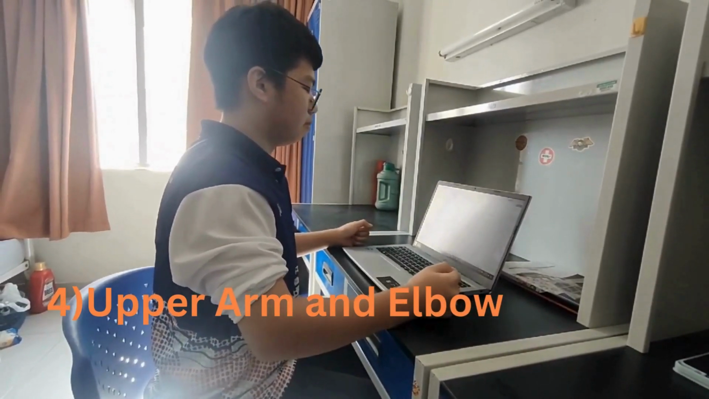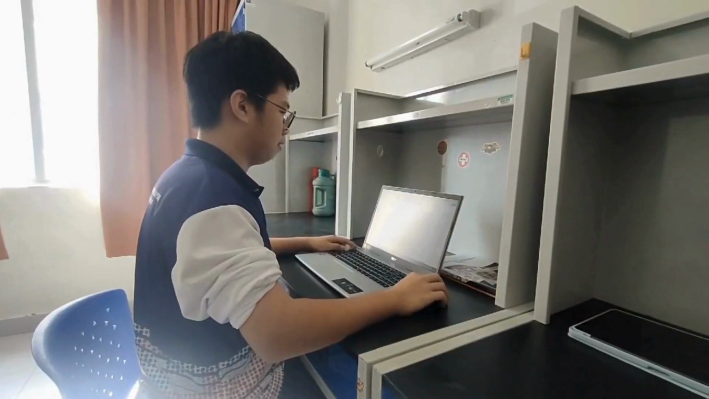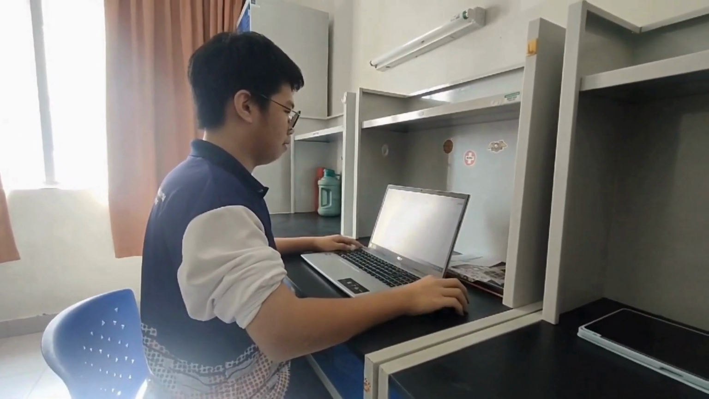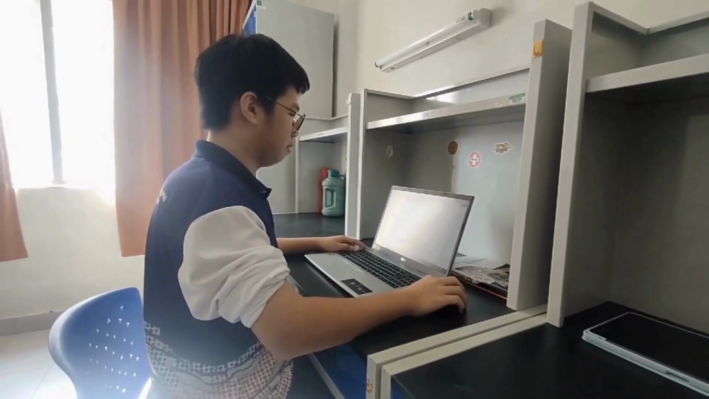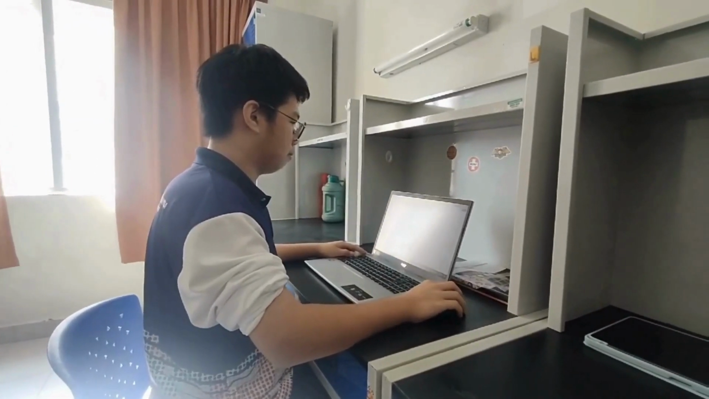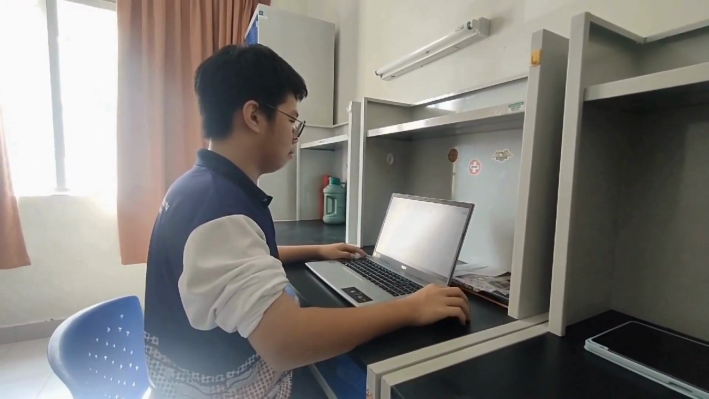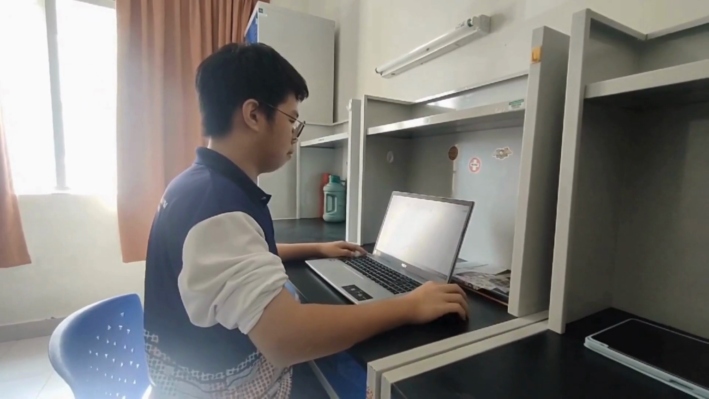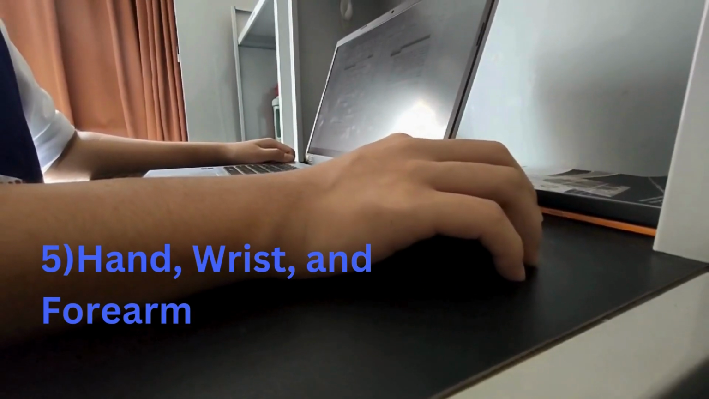You need to ensure that the user's elbow angle, the angle between the inner surface of the upper arm and the forearm, is at or greater than 90 degrees to avoid nerve compression at the elbow. You also need to ensure that the upper arm and elbow are as close to the body and as relaxed as possible for mouse use. Let's look at hand, wrist and forearm.